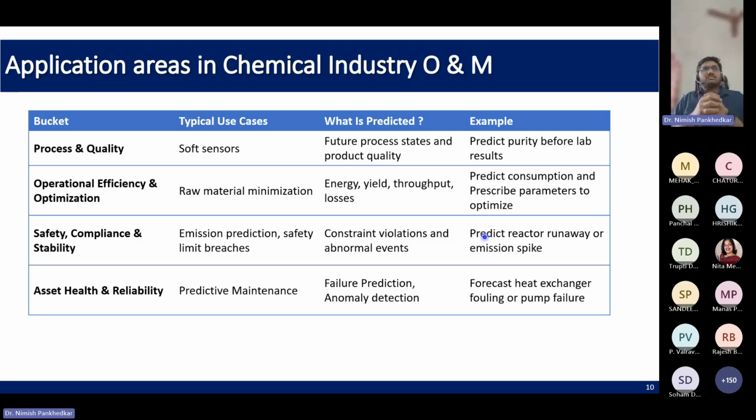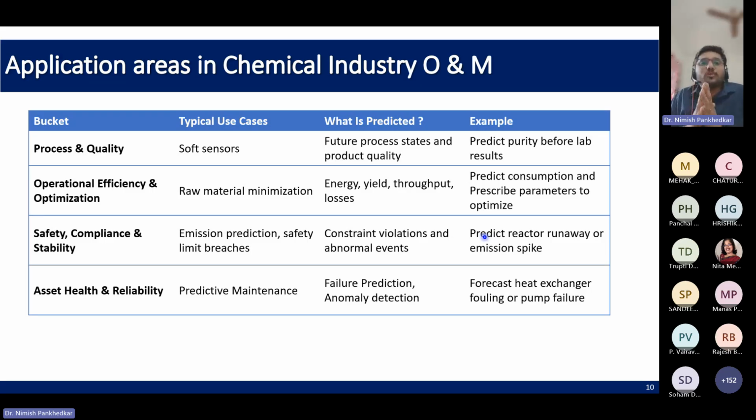Next is again a very important safety bucket: safety, compliance, and stability, also sustainability. So the predictions of emission, or whether the process is embarking on breaching a safety limit, this kind of predictive analytics is highly important. Again, to look at the constraint violations, look at the events that are not supposed to happen, is again important. For example, I've cited an example of prediction of reactor runaway reaction, or if there is a spike in emission. Particularly, this becomes crucial in terms of plant startup or shutdown, wherein a lot of activities and a lot of dynamics is happening, even if it is a continuous plant.